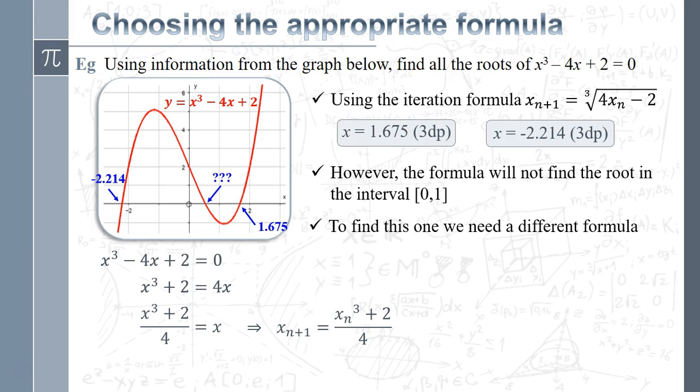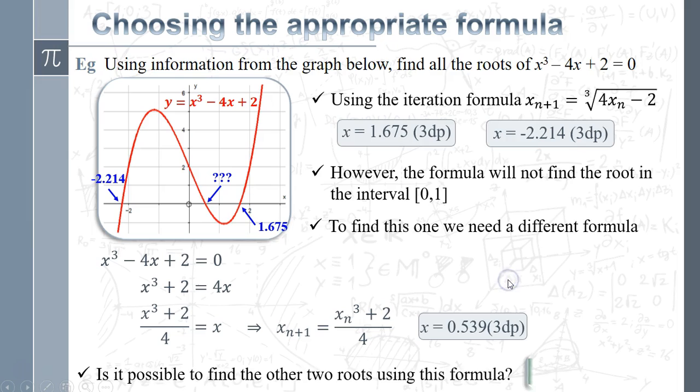Let's turn that into an iteration formula, and now if you use that iteration formula you should hopefully be able to find that missing root, and if you've done that you'll find you've got a value of x equals 0.539 as being the missing one. Now the next thing to look at is, will this formula work for the other roots? So maybe if you try a starting value of 2 into this formula and see what happens. Or if you try maybe starting with minus 2 to find this root and put it into this formula, see if that works. But what you'll find is it just doesn't work.